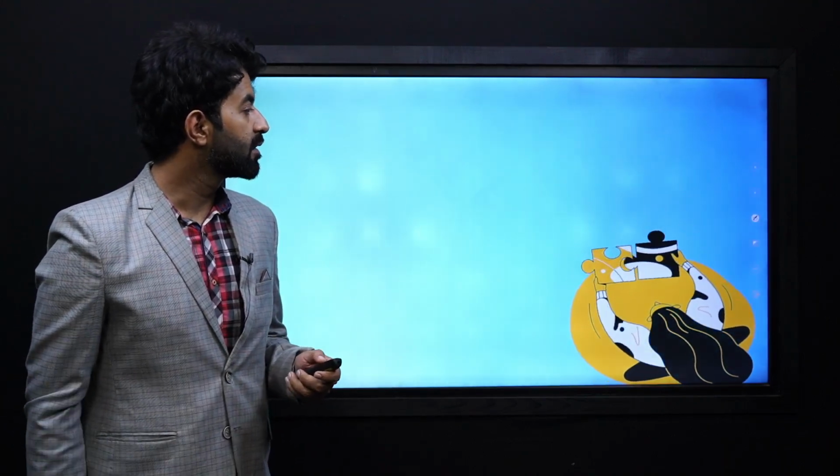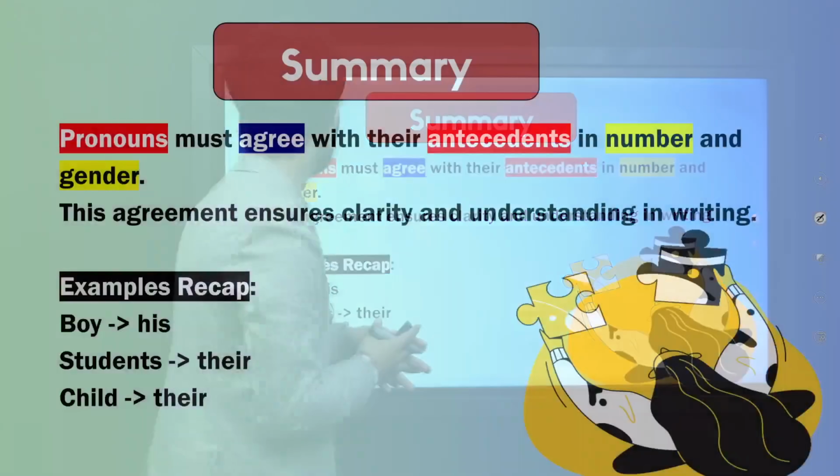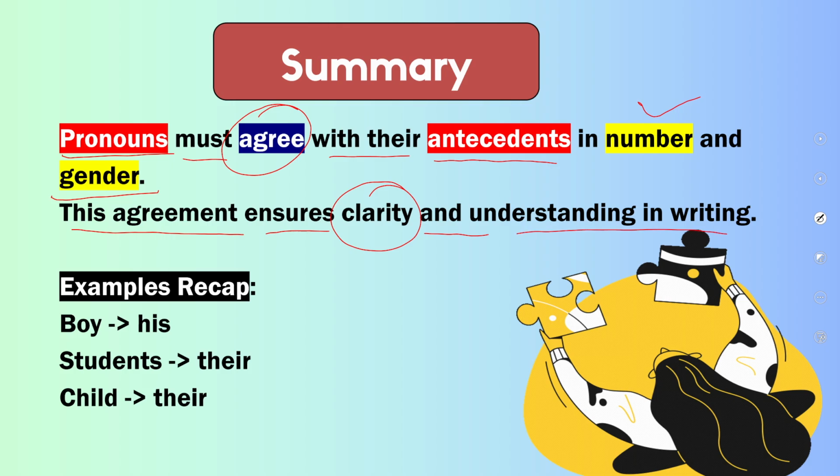Now after this, let's go for a quick overview, a quick summary of what we are learning. Pronouns must agree with their antecedents in number and gender. This agreement ensures clarity and understanding in writing. For example, if there is a singular noun which is also masculine, we will be using his. If there is a plural noun and we are not sure about the gender, or if we don't want to mention, then we will be using their.